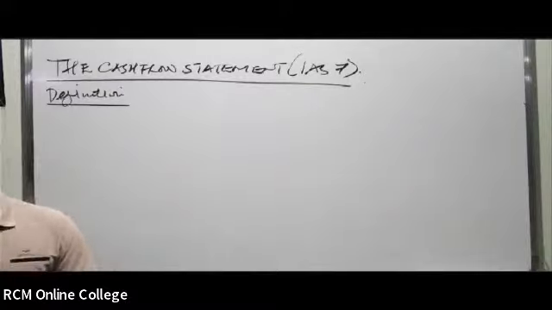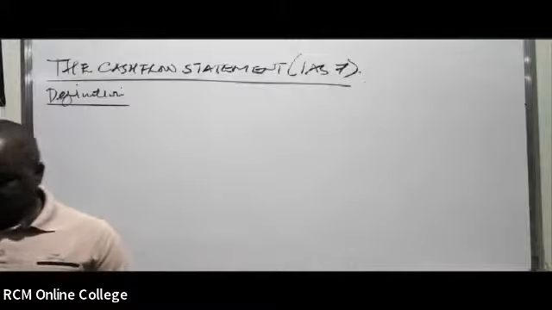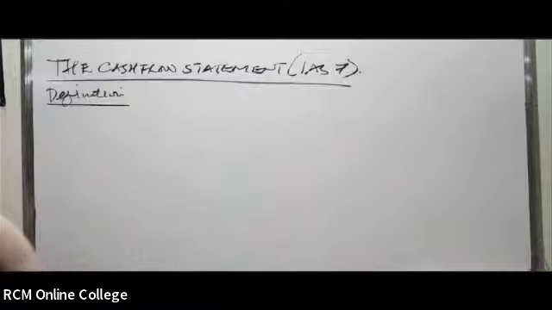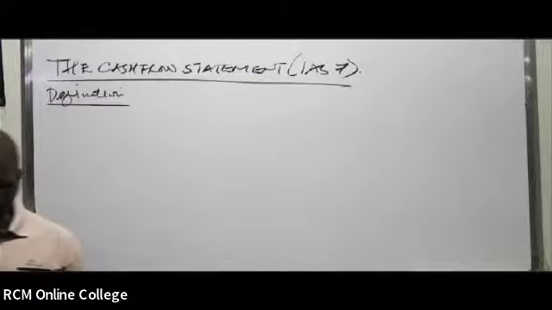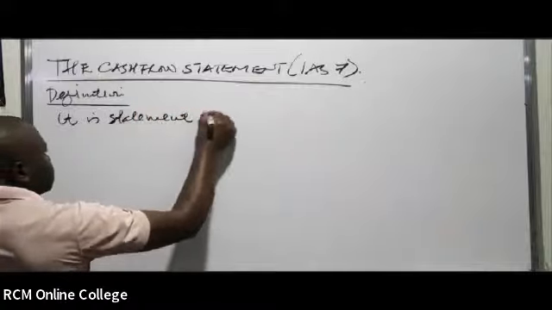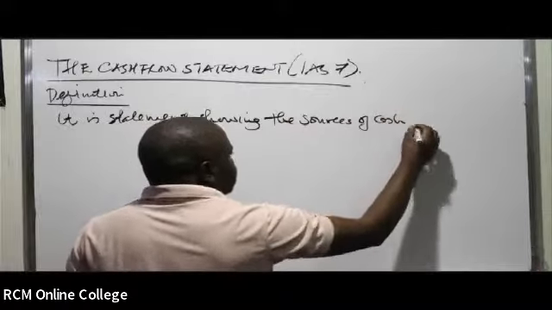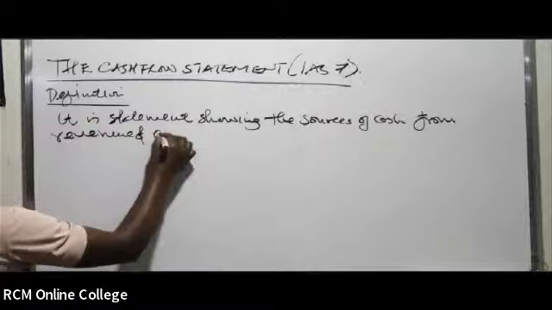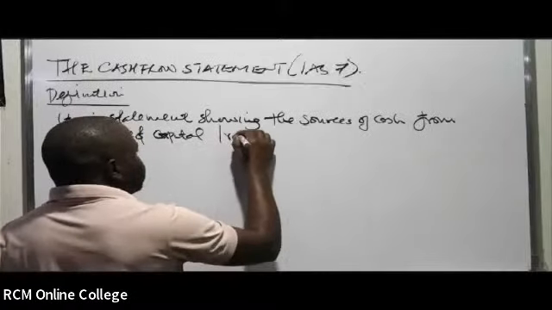So you write this about a cash flow statement: it is a statement showing the sources of cash from revenue and capital transactions.